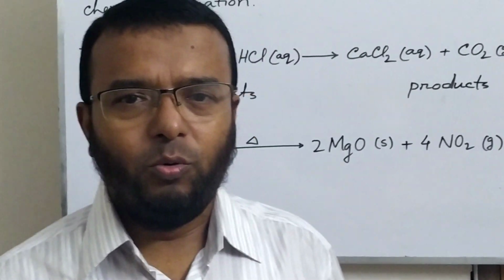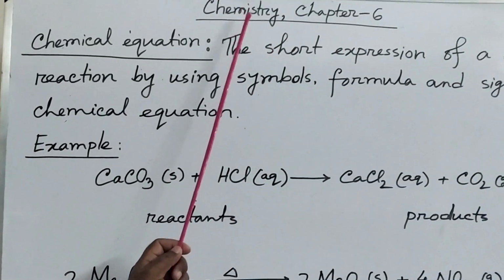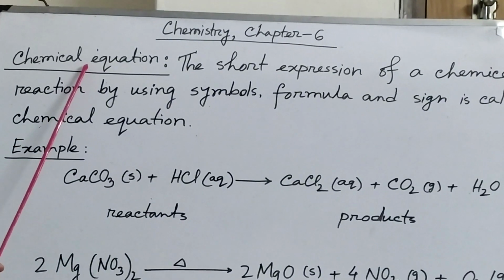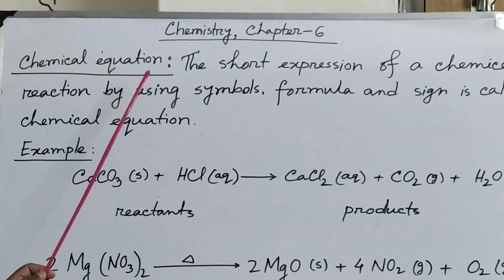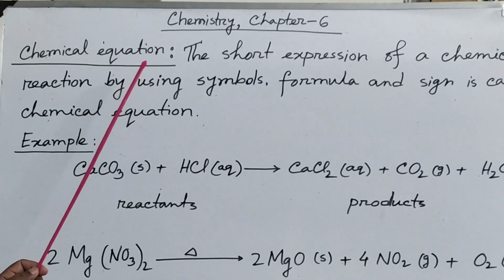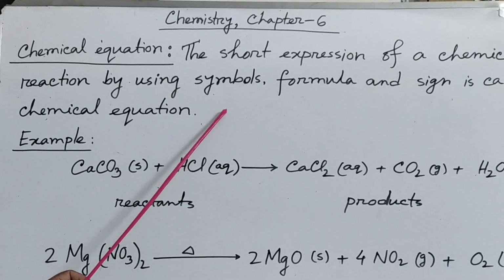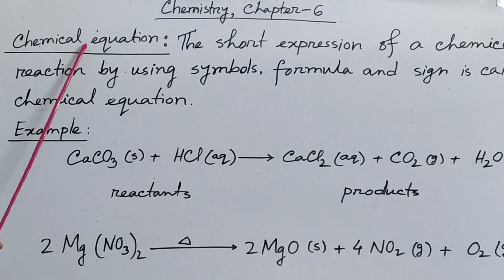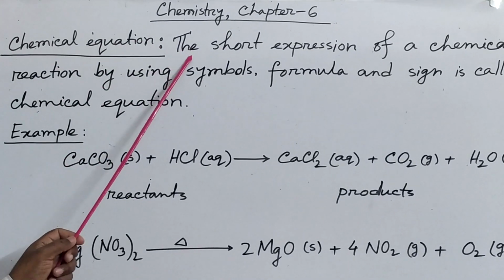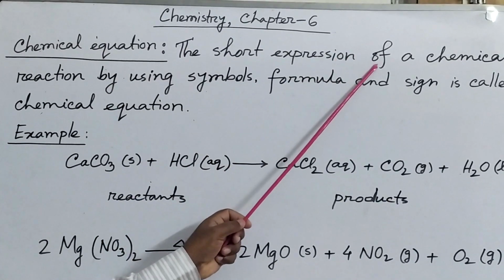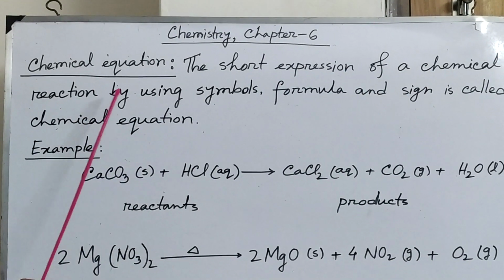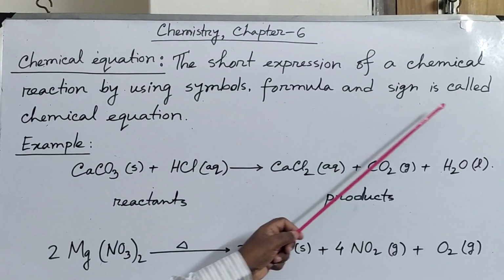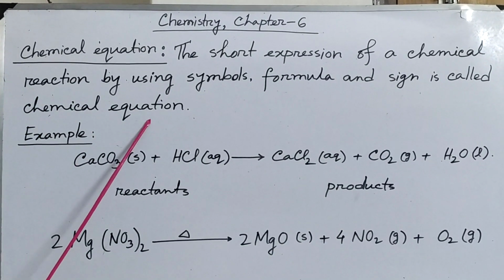Today we will discuss chemistry chapter 6. I have written a chemical equation. All of you take the classwork copy and write it down in your classwork copy. Whatever I am telling you, you must note it down. Okay, so I have written what is chemical equation. The short expression of a chemical reaction by using symbols, formula and sign is called chemical equation.